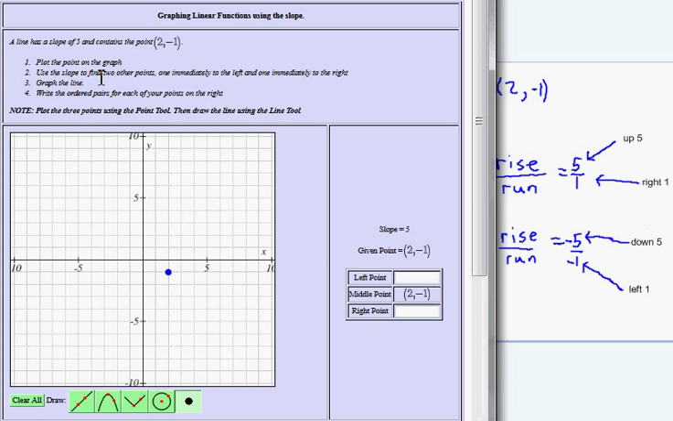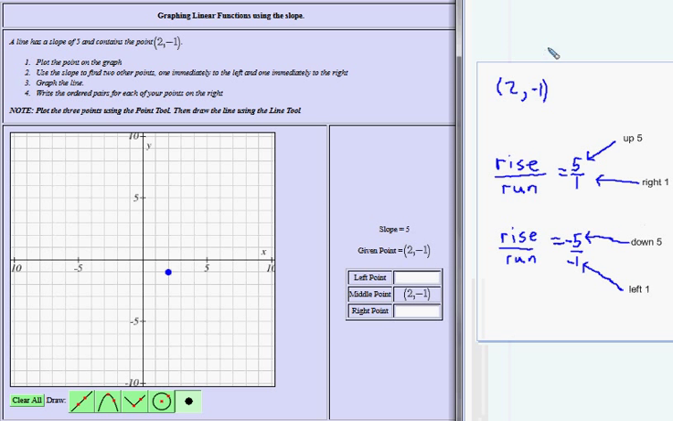Click the mouse to plot the point. Step 2 is to use the slope, which is 5, to find two other points, one to the left and one to the right. To do this, I'm going to think of the slope as a fraction. So the slope is given to be 5. In my first iteration, I'm going to think of it as 5 divided by 1, so that it looks like a fraction, like rise over run.